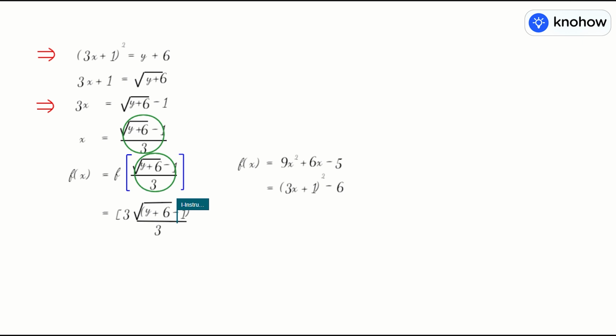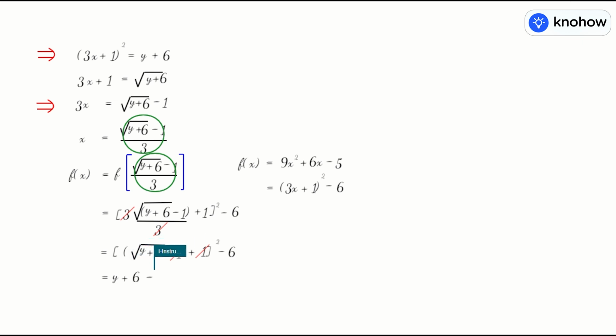Minus 6. Here the 3 and 3 cancel, so you get, here it was plus 1 also, sorry, 3x plus 1. So 3 times this is x, 3x, and plus 1, yes. So now 3 and 3 cancel, then you are left with under root y plus 6 minus 1 plus 1 also, and this whole squared minus 6. So this 1 and 1 will cancel, and when you square it, it will merely leave y plus 6, and minus 6 cancels, so you get y.